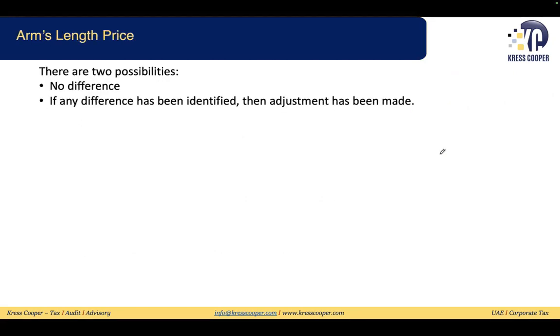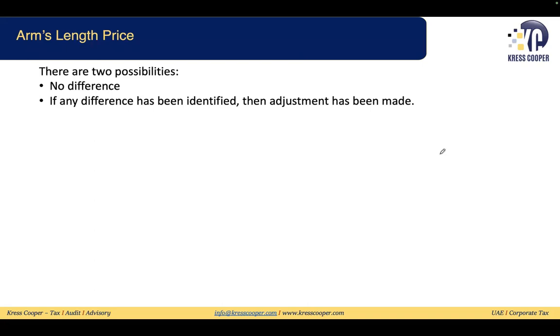Whenever we are calculating the NPA of the controlled transaction, there is a possibility that the NPA of the controlled transaction is equal to the NPA of the uncontrolled transaction. If so, it means there is no difference. Price is already at arm's length. Price is already at par.